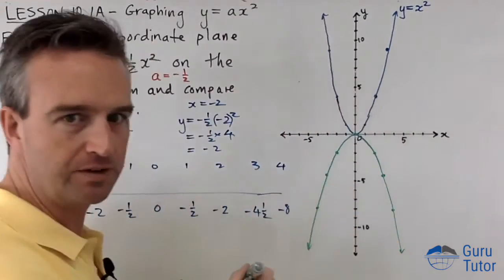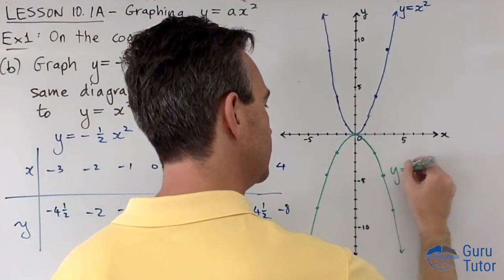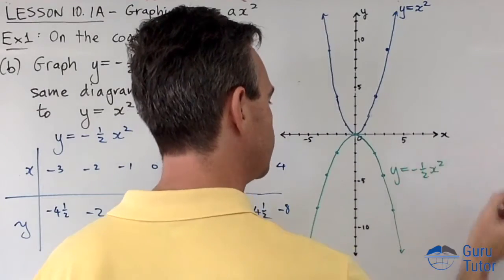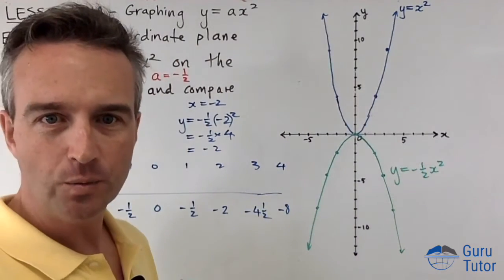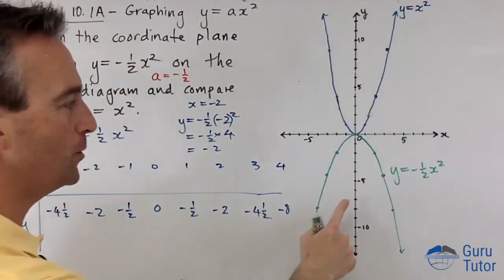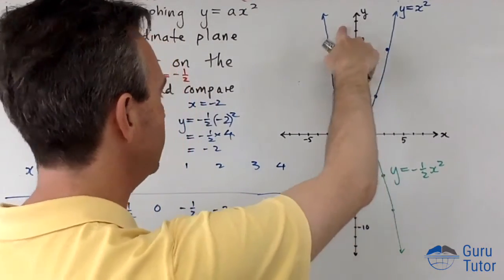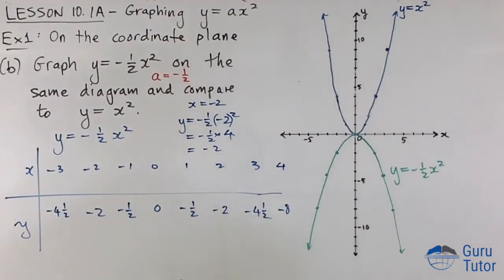Okay, that's better than my first one. y equals -1/2 x squared. There we go. So what's the difference there? You can see that this one opens down and this one opens up. And the question says compare. So to compare, I'm just going to say compare.